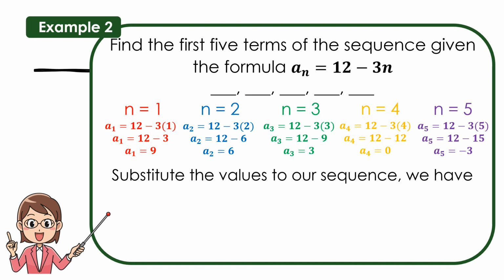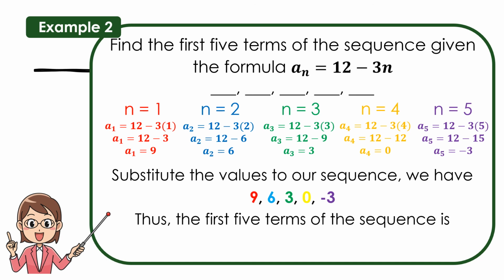Now, we already know the first, second, third, fourth, and fifth term of our sequence. Now, substitute the value of those terms in our sequence. We have 9, 6, 3, 0, and negative 3. Thus, the first 5 terms of the sequence is 9, 6, 3, 0, and negative 3.